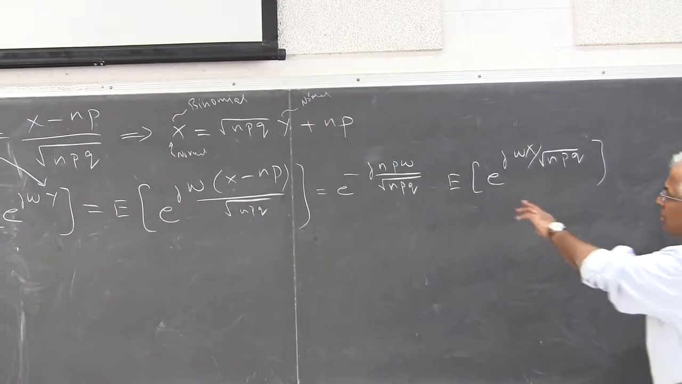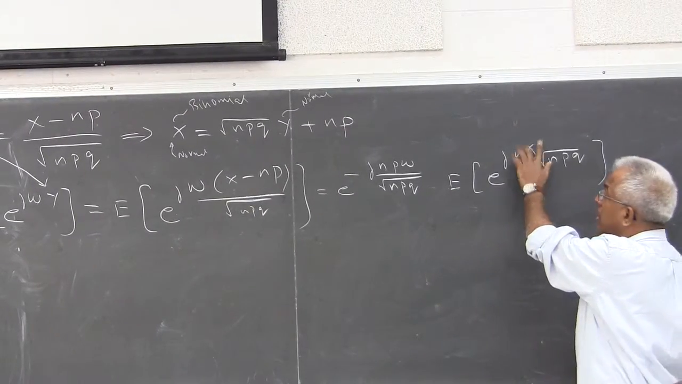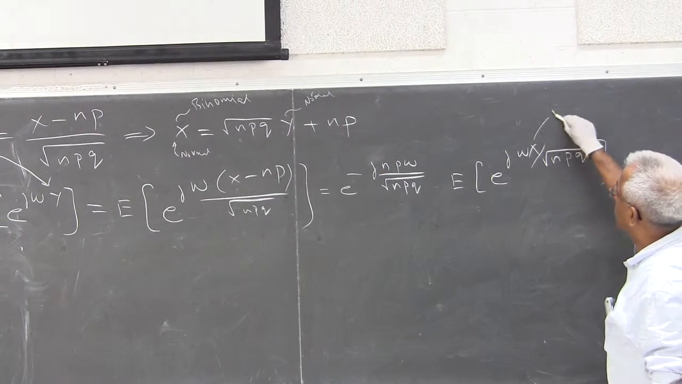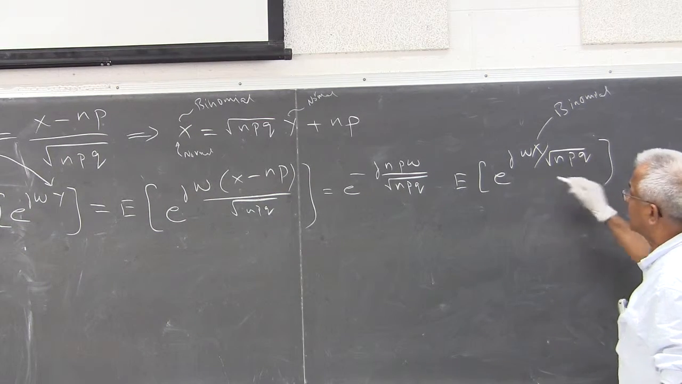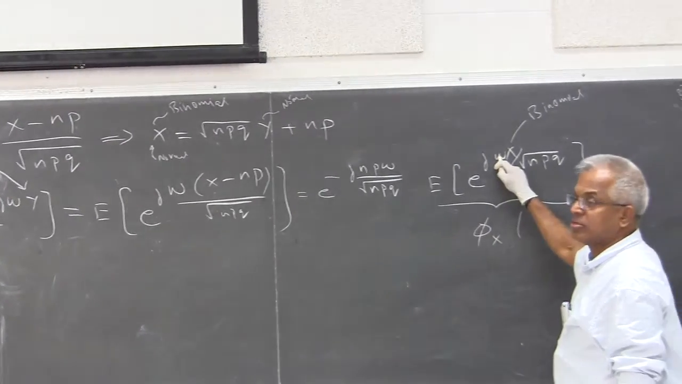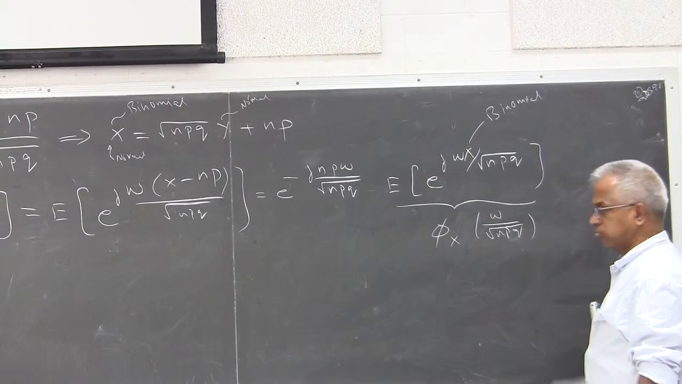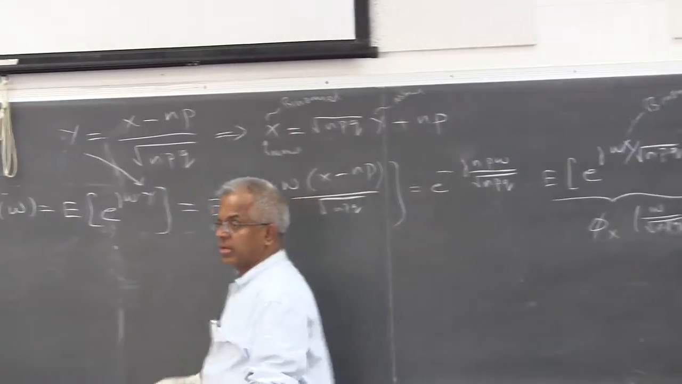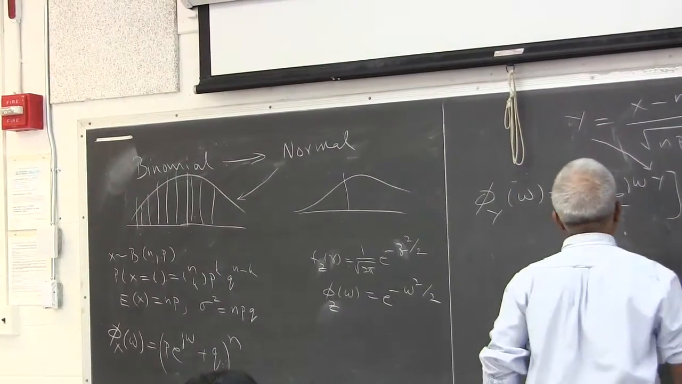Right? See, remember, the expectation is only on the random quantity. Random quantity is the X here. So I leave the X here, and the other thing I pulled out. But look at this. X is binomial. So this is the characteristic function of X evaluated at this quantity. Instead of omega, it is omega over square root of npq. But phi X is given to us. We computed it earlier. See here, phi X is here. So I'm going to take that and substitute.